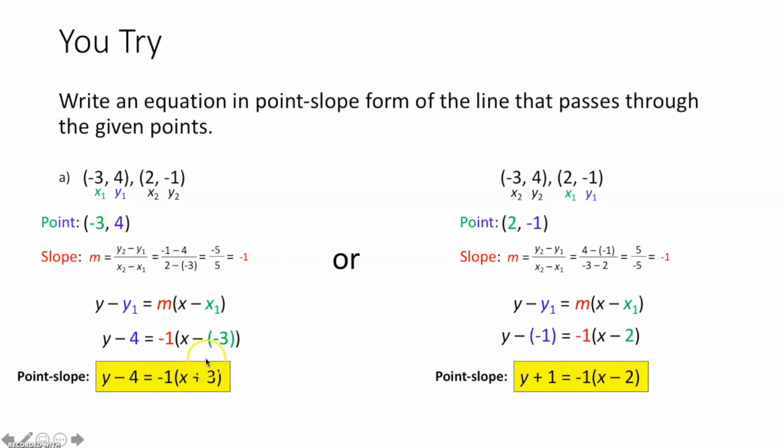Again, these 2 equations look different, but they are the exact same line. If you were to graph these, they would be the exact same line. And if you were to simplify them down into slope-intercept form, they would be the exact same equation. And we'll show you that coming up now.